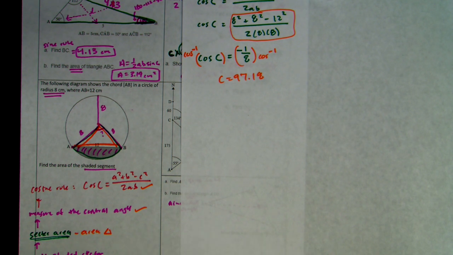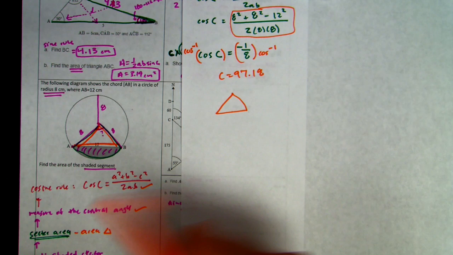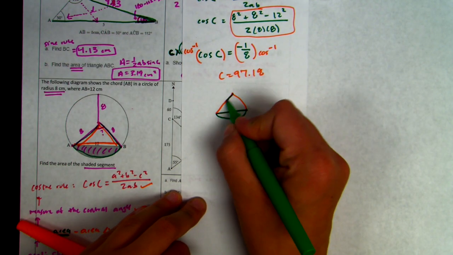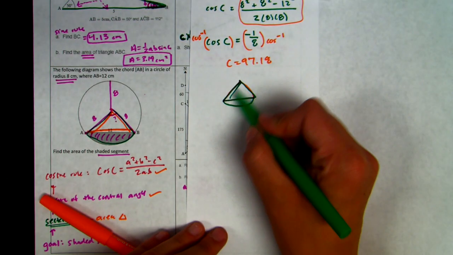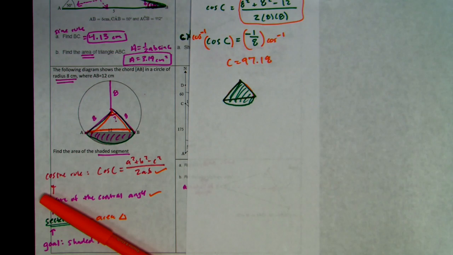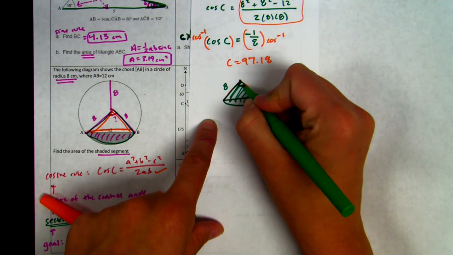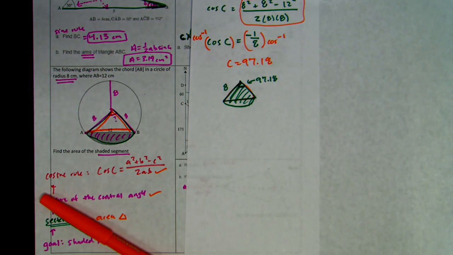So with sector area, what I am finding is the area of the triangle plus that little half circle. So sector area is this entire piece here. So this entire section is sector area. Well, let's write down what I know about this sector area so far. I know that the radius is 8, and I know that this central angle is 97.18. That should be enough to help me find sector area.